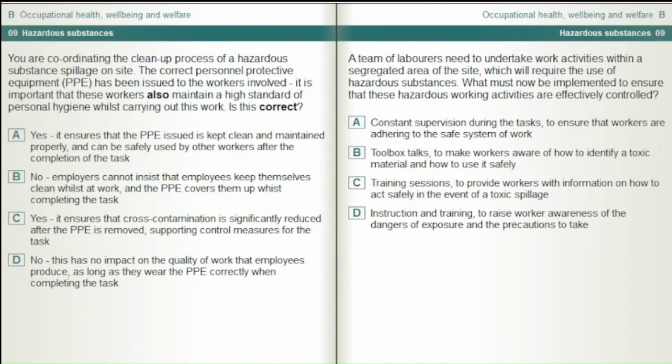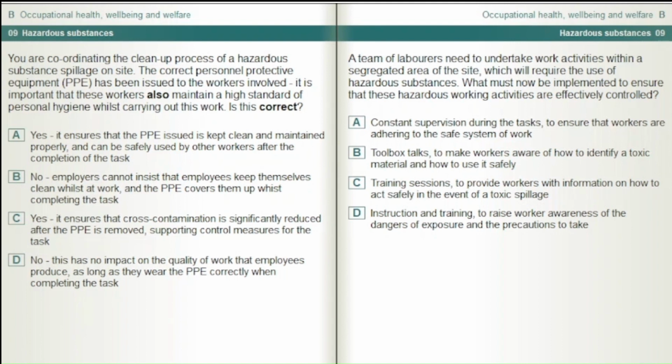You are coordinating the clean-up process of a hazardous substance spillage on site. The correct personal protective equipment, PPE, has been issued to the workers involved. It is important that these workers also maintain a high standard of personal hygiene whilst carrying out this work. Is this correct? Yes, it ensures that the PPE issued is kept clean and maintained properly and can be safely used by other workers after the completion of the task.